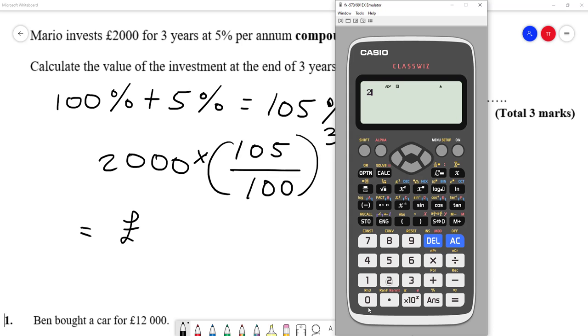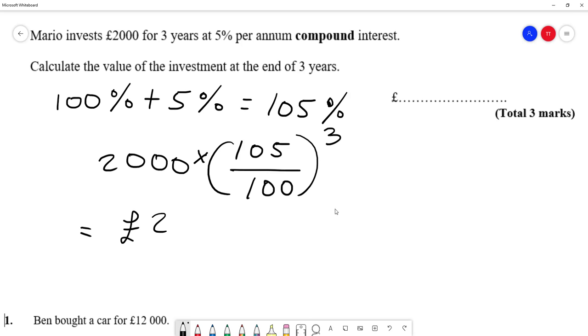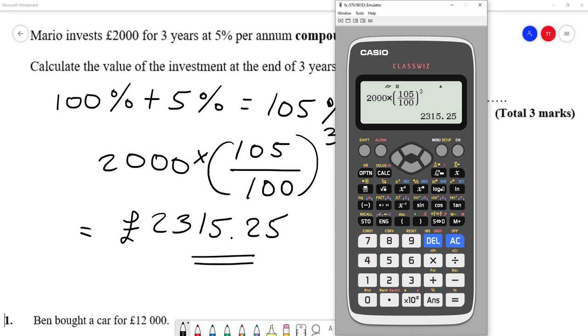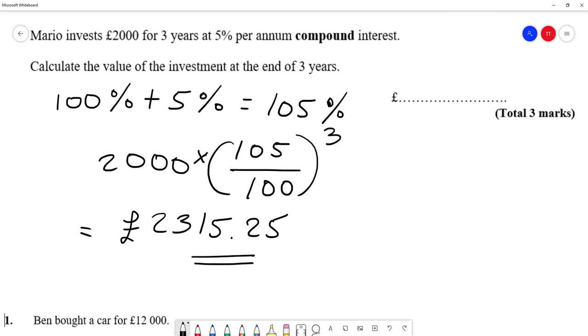So we do 2,000 times, press the fraction button, 105 over 100. Close the bracket, press the power button. We've got 3, press SD, and I get 2315.25. That's correct.